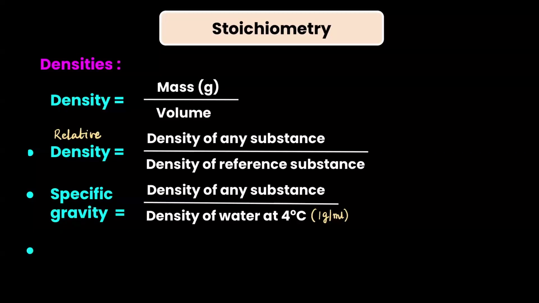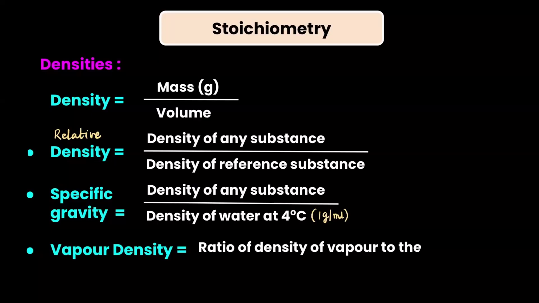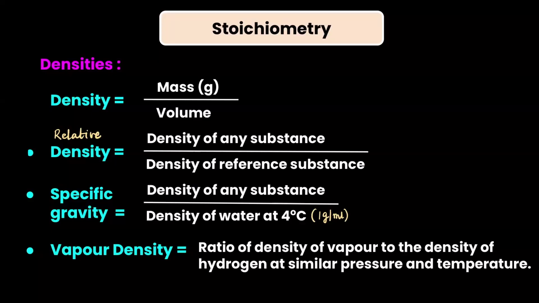Next, the other term you need to know is vapor density. That is again the ratio of the density of the vapor relative to hydrogen at a similar temperature and pressure. To put it in words, vapor density is equal to the molar mass of a particular gas divided by 2, because keeping temperature and pressure constant, you end up getting just this part, that is, the molar mass of that particular gas by 2.